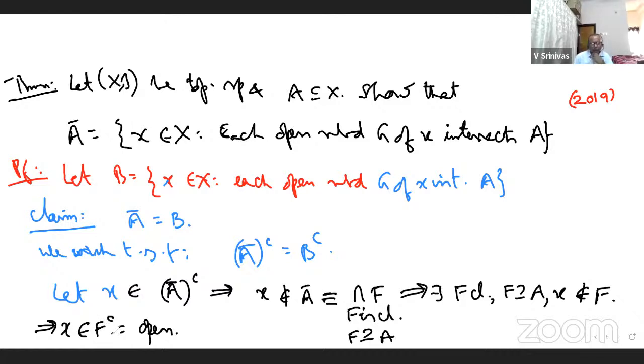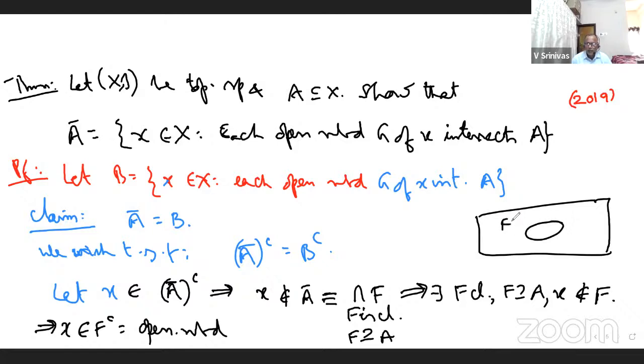So we have got an open neighborhood, F complement, of X. This is an open neighborhood of X. And see, this F contains A. A is a subset of F. So what can you say about F complement? Where does F complement lie? The yellow part is F complement. So F complement does not intersect A. F complement and A are disjoint.